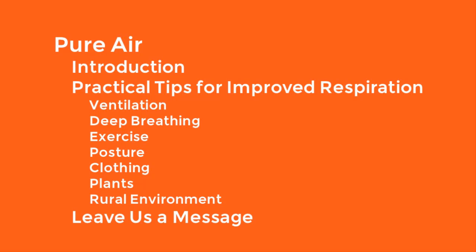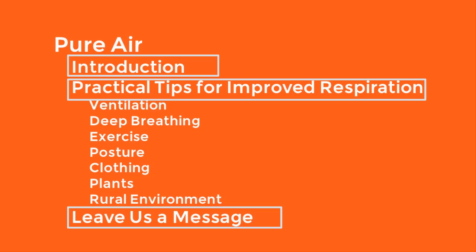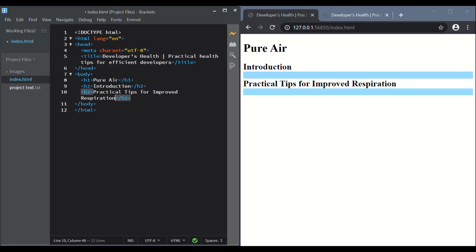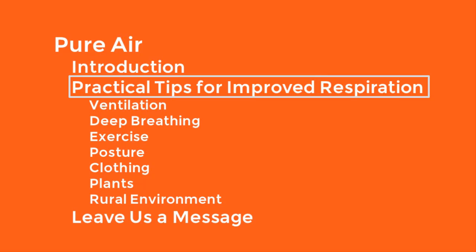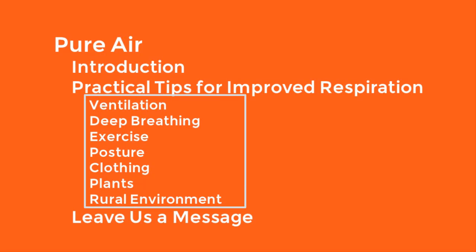Looking at it, we have the main heading that describes the article. For this, we will use the H1 element like this. Then we use the H2 element for the subheadings like this. Inside the practical tips for improved respiration heading, we have other subheadings.